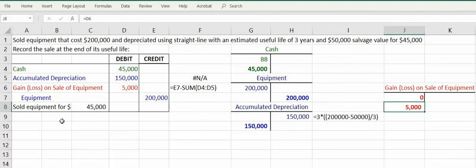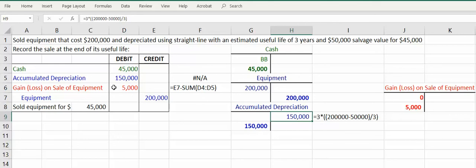So again, you record the accumulated depreciation at the point of the sale, so you have its book value or net book value, which is the difference, and compare it to your cash. If the cash is less than the net book value, you have a loss.